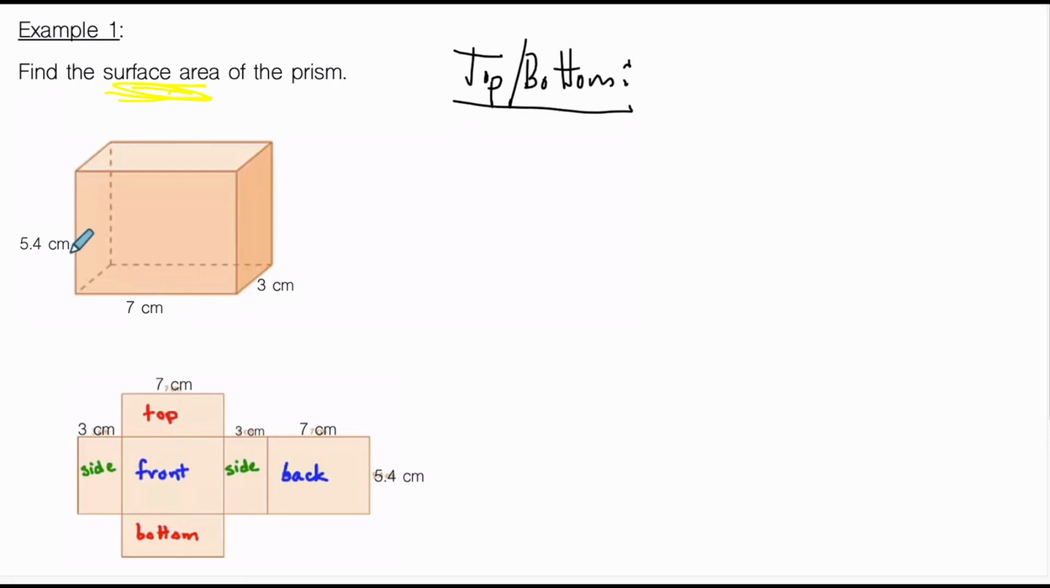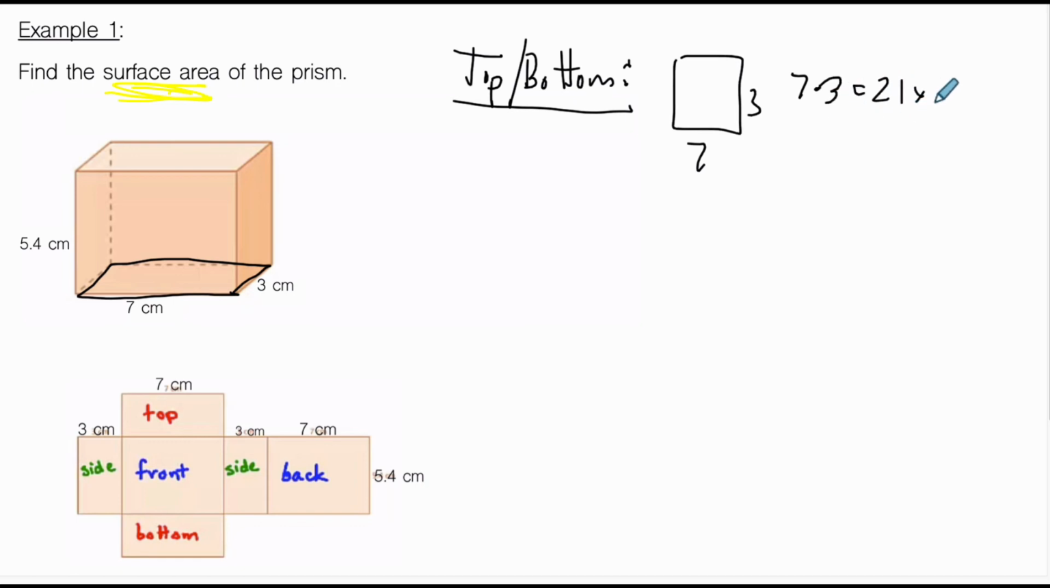So the top and the bottom are identical rectangles that are 7 inches by 3 inches. So I'm going to draw one of those, 7 by 3, and the area of that is 21, but I have to double it because there's two, a top and a bottom. So in total, 21 doubled is 42. Cool. Now we have to deal with what I'm going to call the back and the front. So back and front.